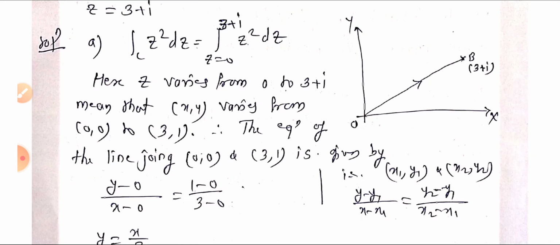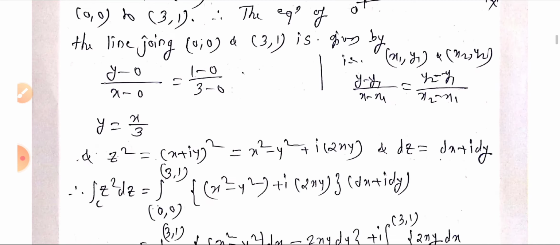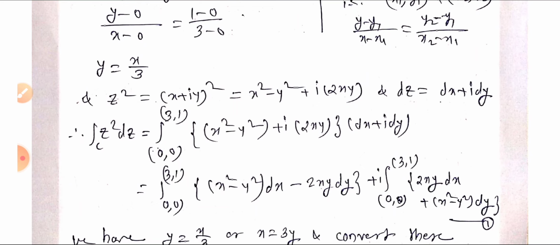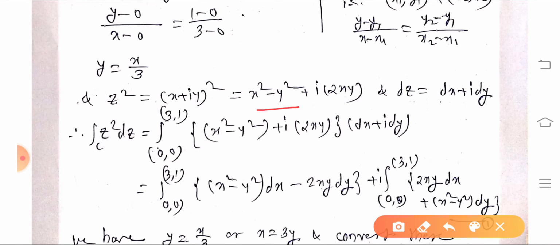Using this formula we have taken this one. So we get here y equal to x by 3, and z square is nothing but (x plus iy) whole square, where z equals x plus iy. So z square means (x plus iy) whole square, that is equal to x square minus y square plus i 2xy, and z equal to x plus iy, therefore dz is nothing but dx plus i dy.